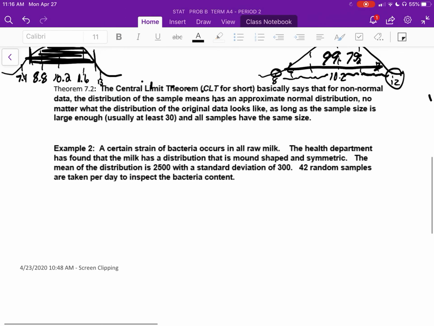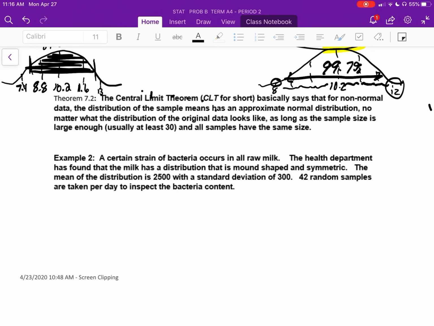The last thing I want to look at is the central limit theorem, which is actually really nice.